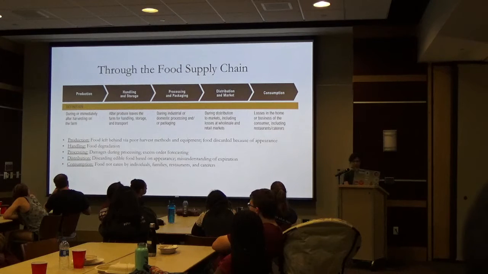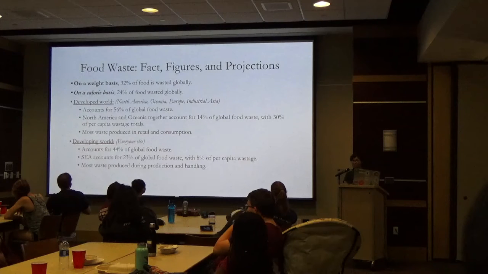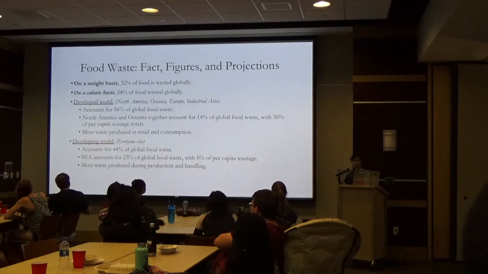Okay. What we have right now in terms of the waste happening is kind of a big deal because there's a lot, especially by us as Americans. On a weight basis, 32% of the food is wasted globally. Crazy. That's about a third of all food that's created just going in the trash. But on a caloric basis, that's nearly a quarter. Not acceptable.